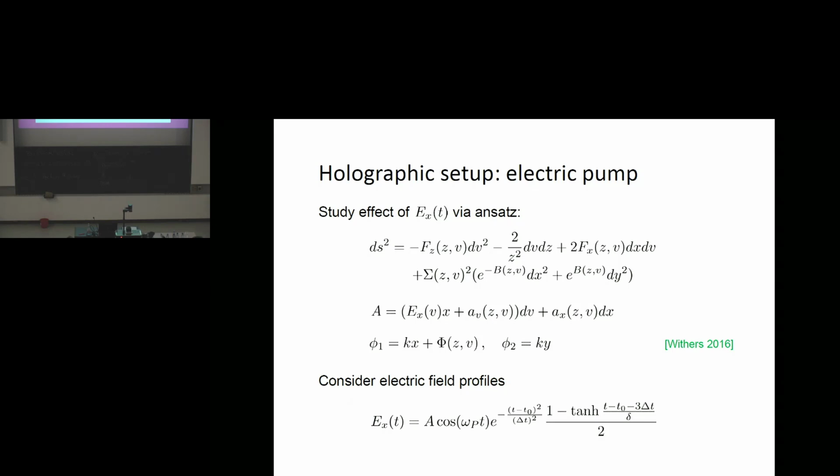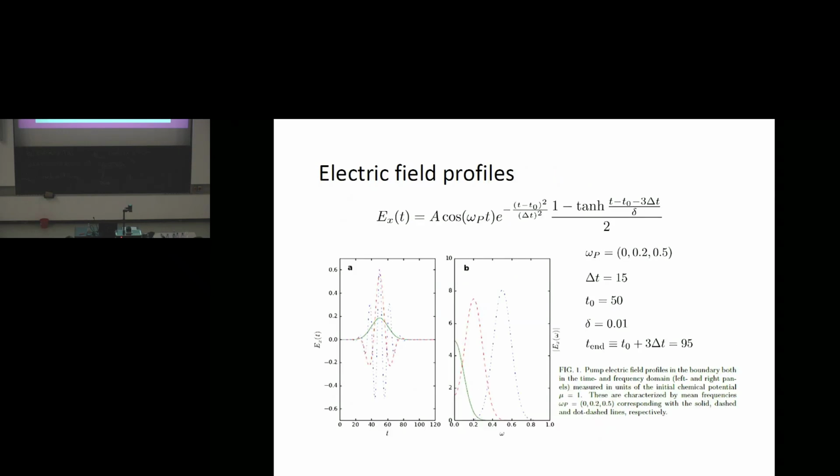So we will choose to focus on electric field profiles that mimic as closely as possible a laser pulse. So let me discuss it on the next slide. We will want the pulse to oscillate in time, so there's the cosine you see here. Omega p will be the central frequency of the pulse. We want the pump to last for some finite time, so for that, we introduce this Gaussian modulation in time.